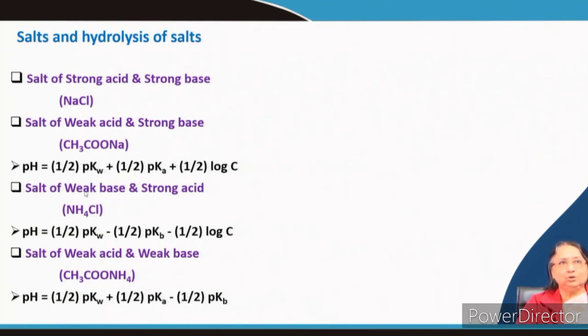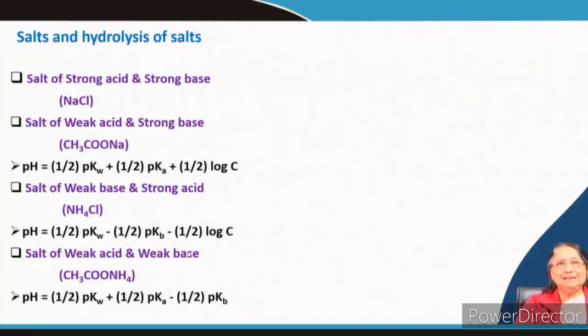Similarly, if it is a salt of weak base and strong acid, you will think okay, ammonium chloride if you dissolve it will give neutral pH, but it is not, it will give some acidic pH to the water. And how can you calculate? pH equals half pKw minus half pKb minus half log C. Same way, C is the concentration of the salt, and pKb here is for ammonia, the base. So, pKb of ammonium hydroxide you have to use here.